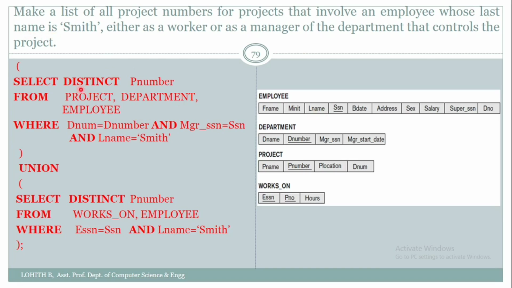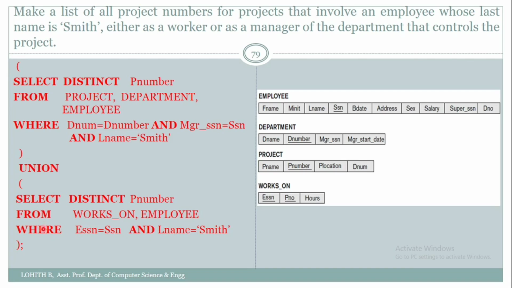Now the question is, why do we require distinct? Because there might be n number of employees with the last name Smith. All those employees might work in the same projects, so there is a chance of duplicate project numbers. To avoid the duplicate project numbers, we use the keyword distinct. So this is how we retrieve the project numbers of an employee whose last name is Smith as a manager.